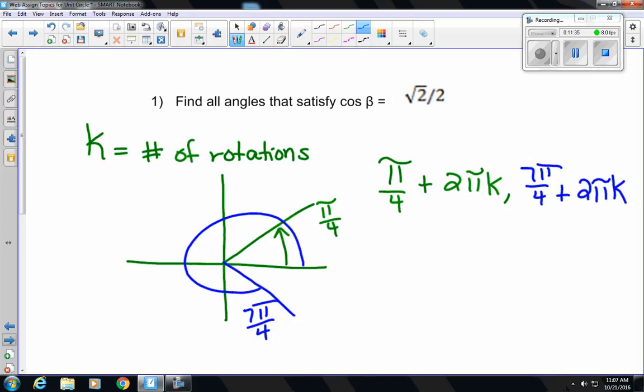You can't say 45 degrees plus 2 pi k. You would have to say pi over 4 plus 2 pi k. All right? Let's try another example.